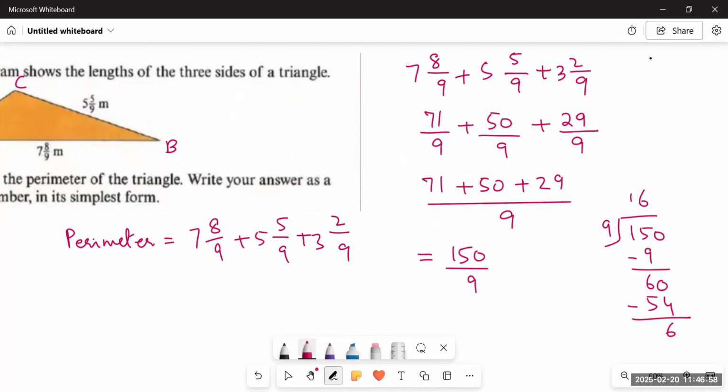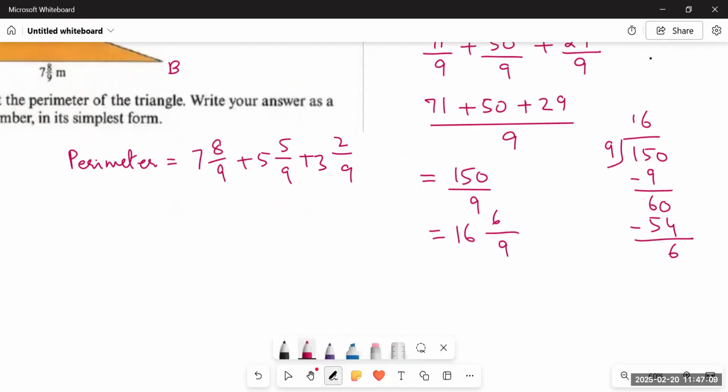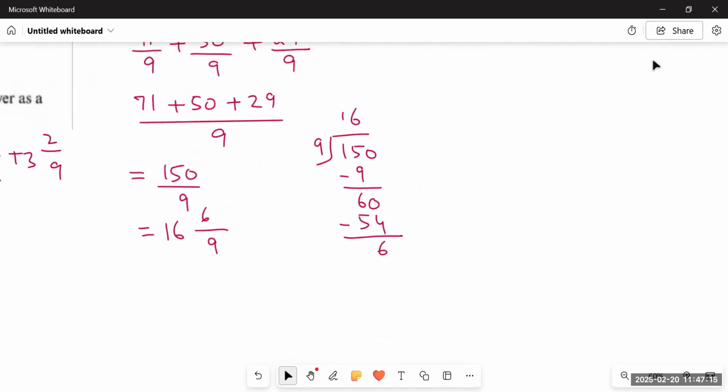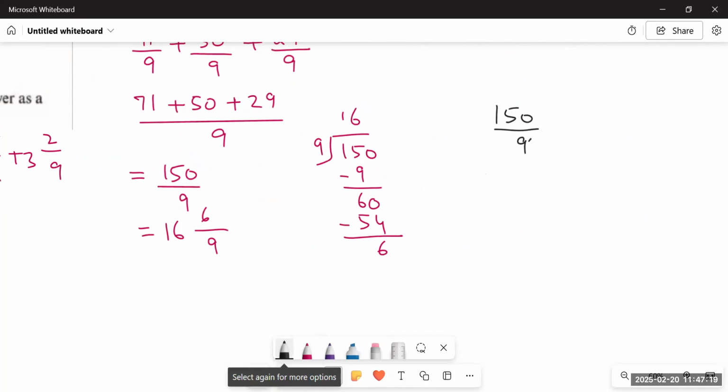Again 6 left. So the answer to this would be 16 whole 6 upon 9. But in this case, students, we can simplify 6 with 9, or you could have simplified it earlier as well. That is 150 upon 9 could be simplified with 3, right? So we can simplify them like this. 150 upon 9. 3 threes are 9, 3 fives are 15 and 0. And in this case, you are going to get the same answer, that is 50 divided by 3.